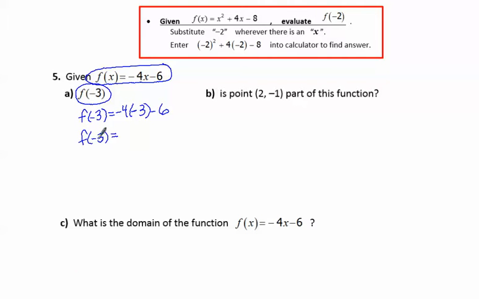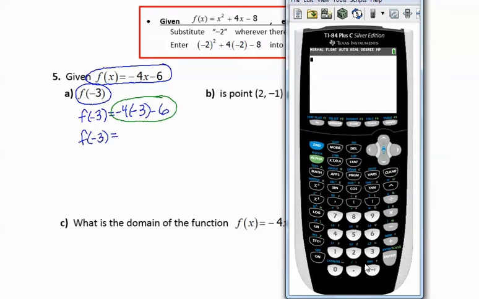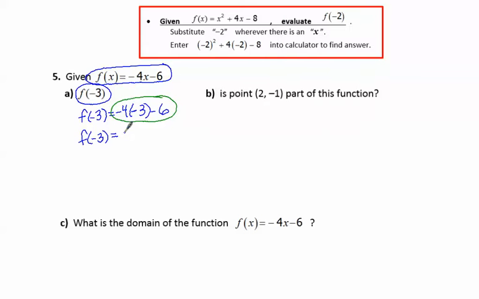To find what the value of f of -3 is, you can always use your calculator and enter this entire expression to figure out its value, which is what I'm going to do. -4, you write it just the same way you have it with the parentheses and everything. Close parentheses, -6. Hit enter, you get the value of 6. So the value of f of -3 is 6. This would be your answer.